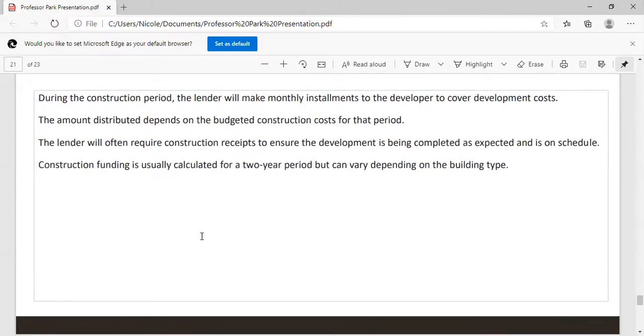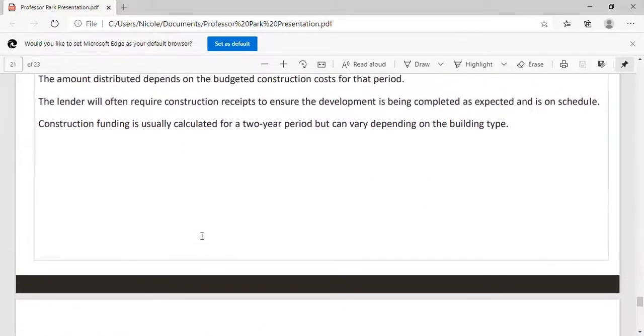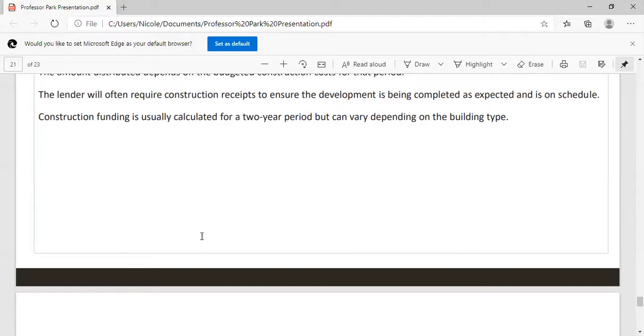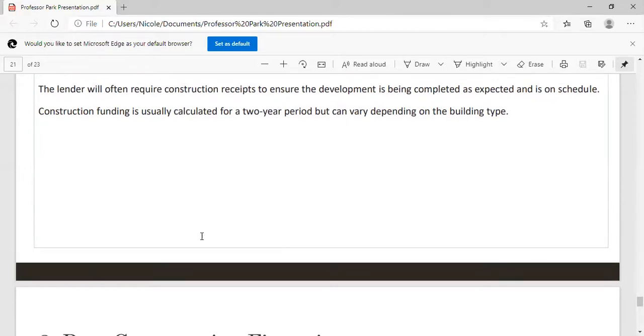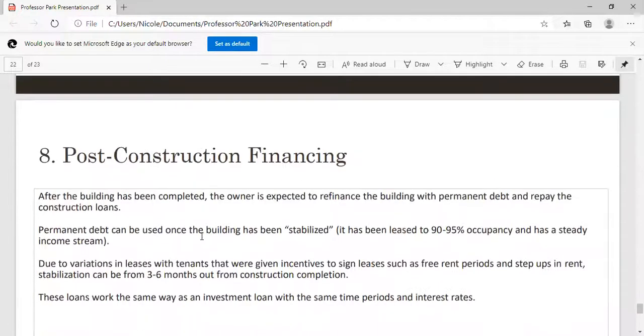The lender will require construction receipts to make sure that everything is in line and is costing what it should cost, just to make sure everything's all good. And usually this construction funding is for a 2-year period, but it can vary depending on how long the building takes to construct. Again, the less complex the building, the shorter the construction period will be.